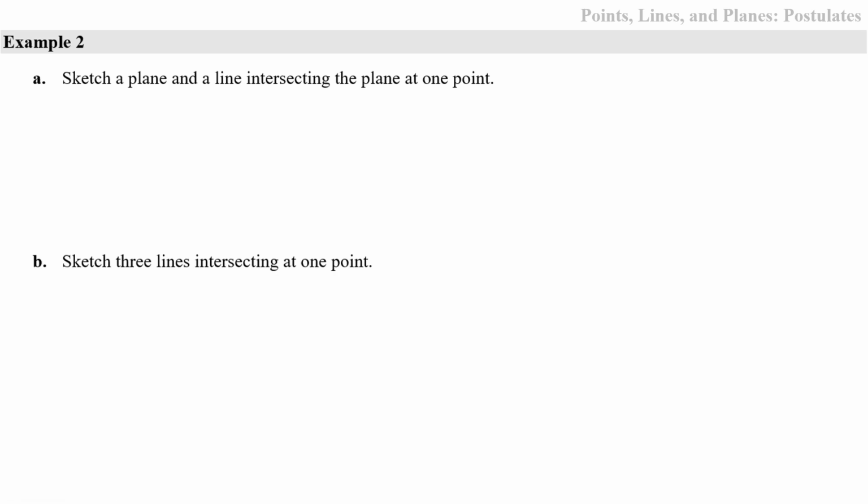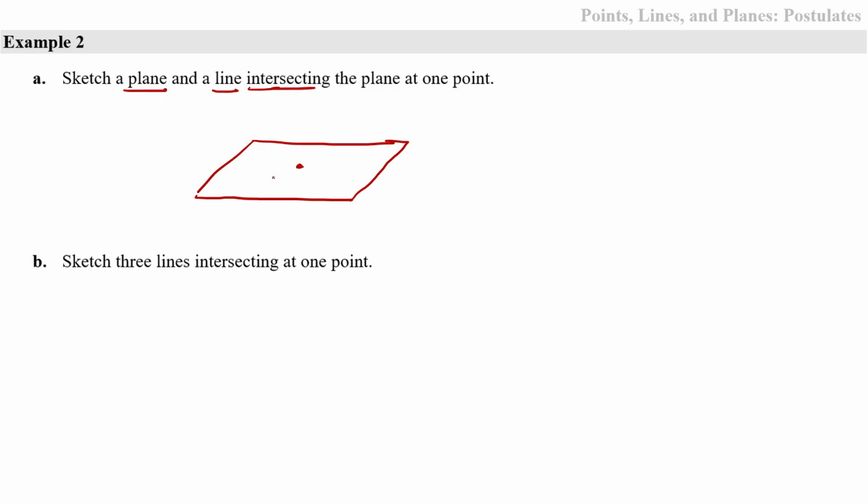All right, example 2. Now we're going to work not just on answering questions, but working on sketching or also drawing stuff. Okay. So for example A, it says sketch a plane and the line intersecting the plane at one point. Okay. So to draw a plane, once again, that's a flat surface. I'm just going to go ahead and draw like this slanted rectangle. That's a plane. And I'm going to draw a line crossing it or intersecting at one point. So I'm going to draw just a random point here in the middle, and this is the point where my line's going to cross.